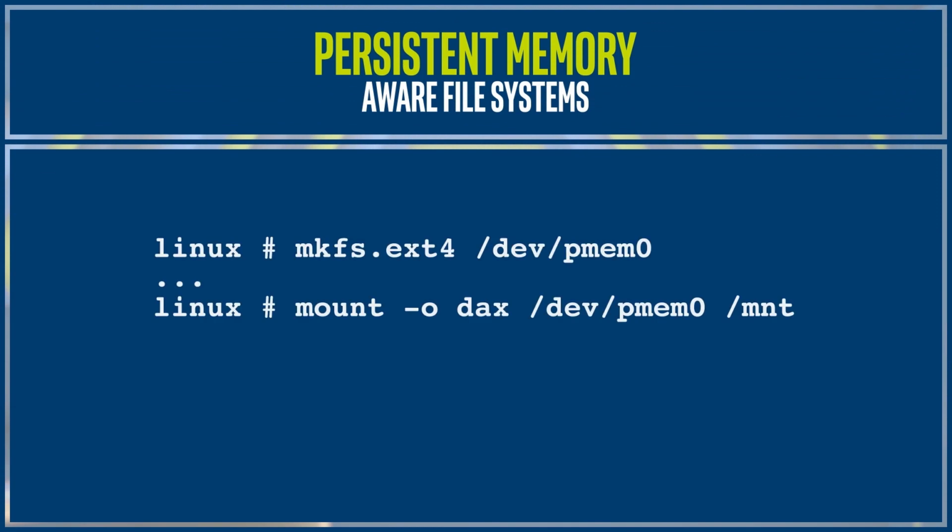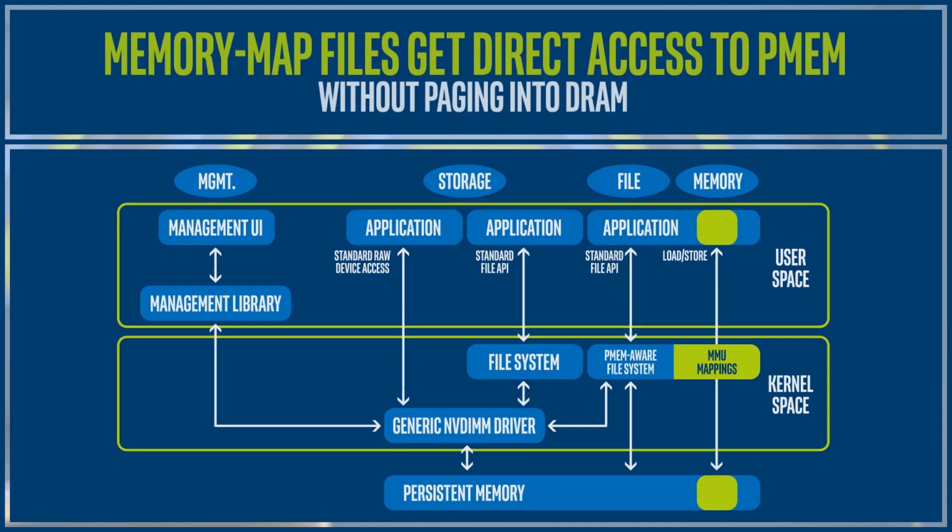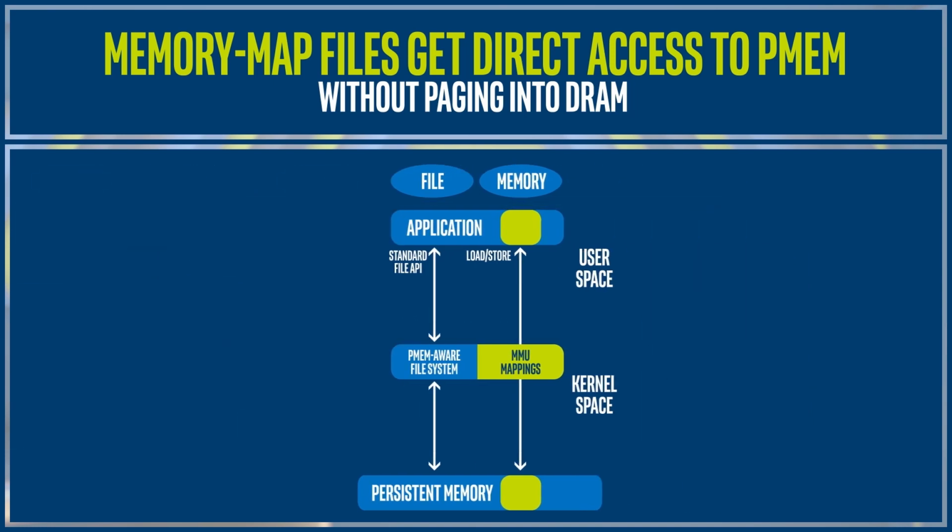Two file systems were made persistent memory aware, so they can provide the access suggested by the SNIA NVM programming model. The two file systems are called ext4 and XFS, which are basically the two most commonly used file systems in Linux. When mounted with a new option called DAX, an abbreviation for direct access, these file systems allow file access without the use of the system page cache. As shown in the diagram here, applications that memory map files get direct access to the PMEM without the paging into DRAM that happens with traditional storage.